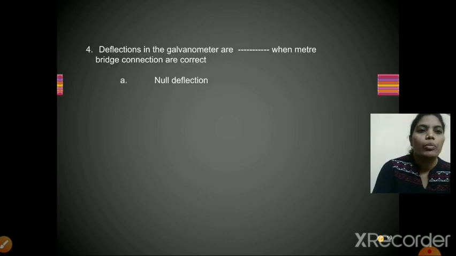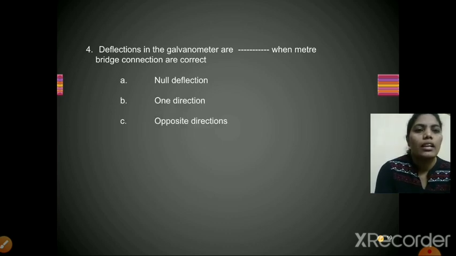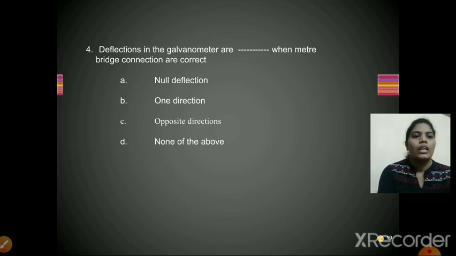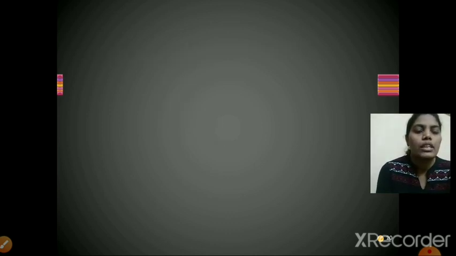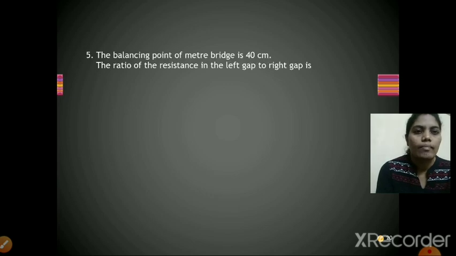Deflections in the galvanometer when meter bridge connections are correct are: null deflection, one direction, opposite directions, or none of the above. When all connections are correct, deflections in the galvanometer are in opposite directions.